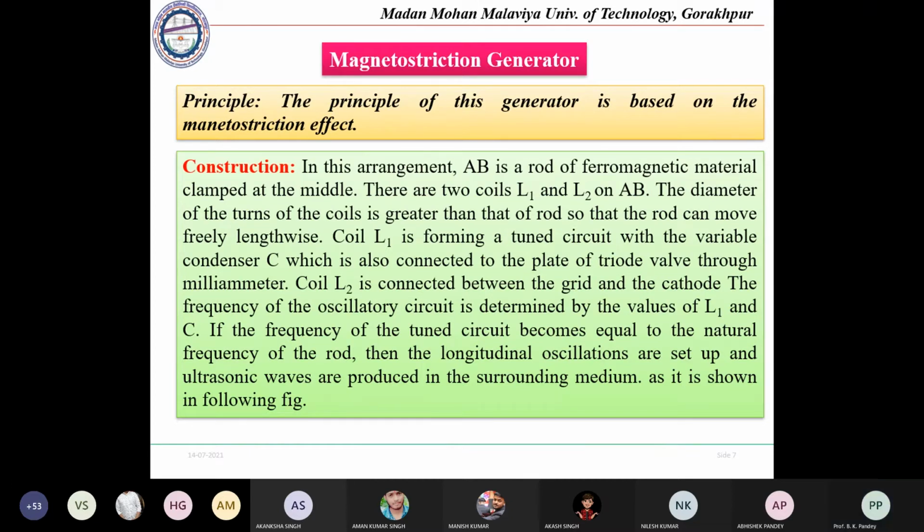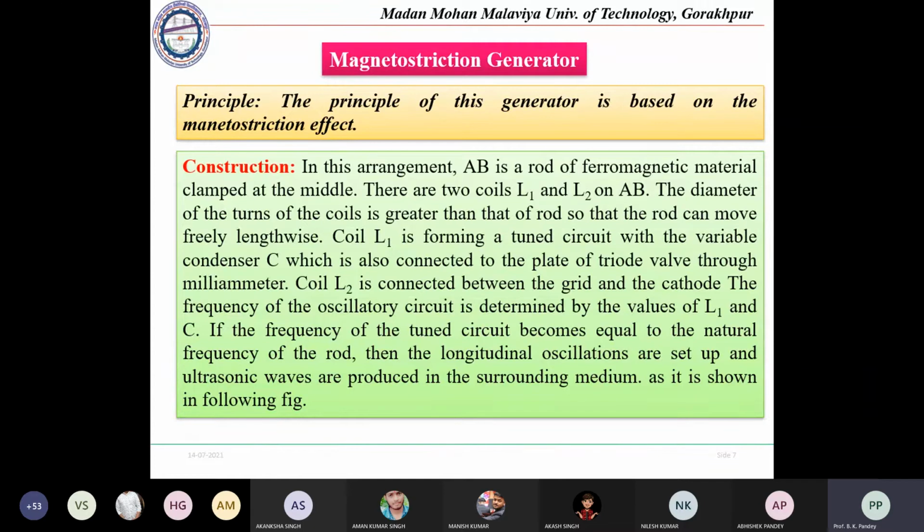Coil L1 is forming a tuned circuit with a variable condenser C, which is also connected to the plate of the triode valve through the milliammeter. So this is one part: L1 is forming a tuned circuit, and in this tuned circuit there is the variable condenser, and this is also connected to the plate of the triode valve along with the milliammeter to mark what current is flowing in that. Coil L2 is connected between the grid and cathode.